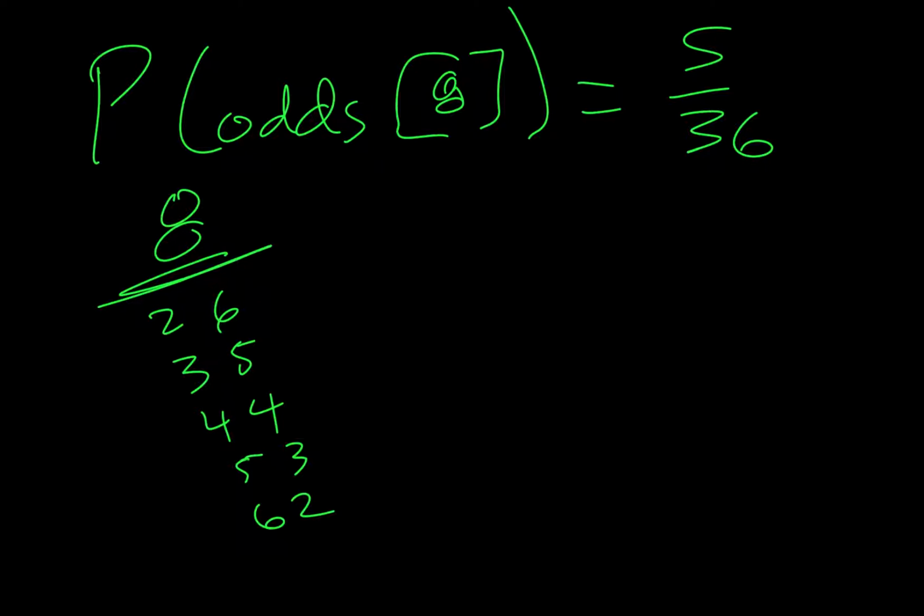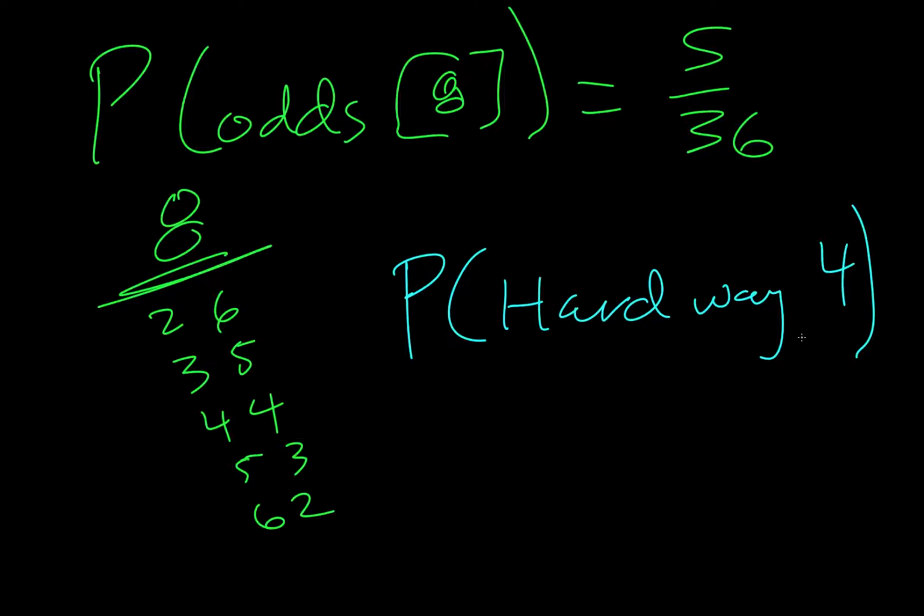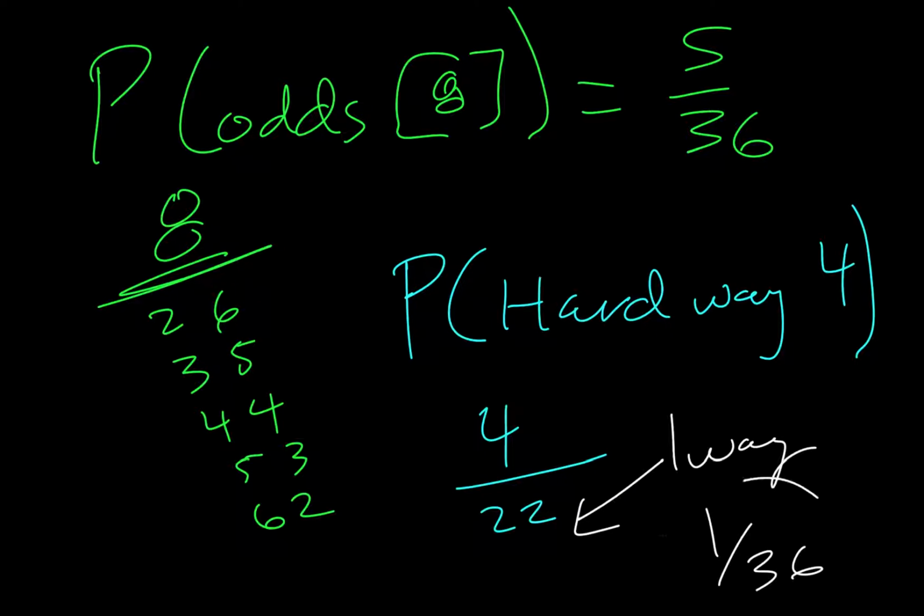And then the last one I'm going to do on this video is hard way. So probability of a hard way 4. What hard way means is you have to roll doubles. So the only way to roll a hard way 4 is to get a 2 and a 2. So there's only one way. So it's a 1 out of 36 chance.